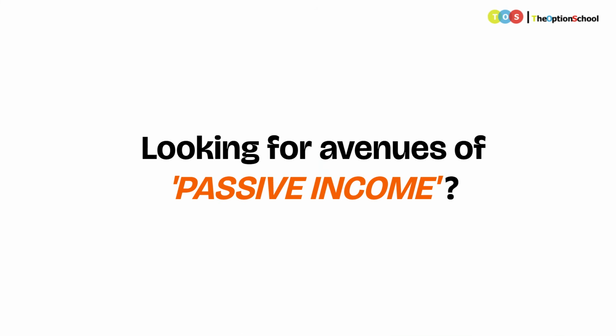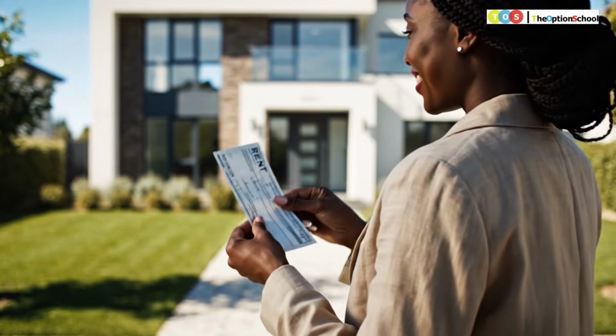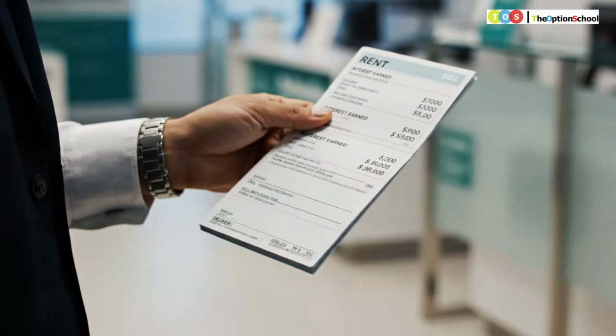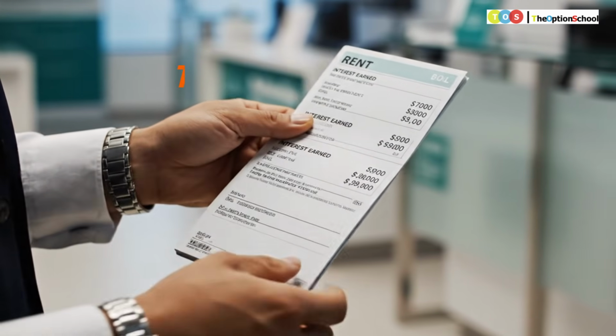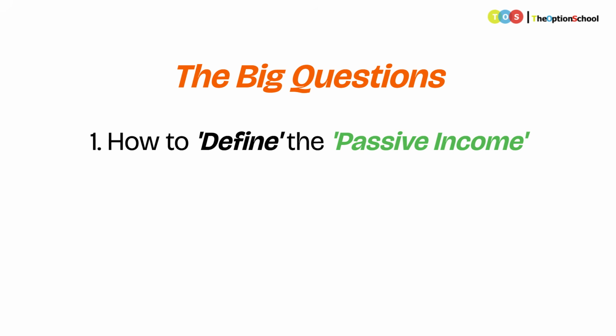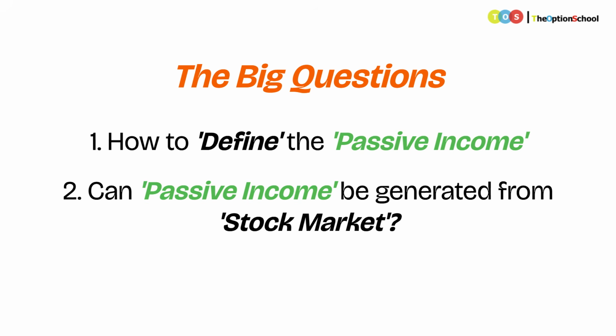Most of us like to look for different avenues for passive income. A house given on rent is a good passive income. Bank fixed deposit is also a very good passive income. So how do you define passive income, and can we generate a passive income in stock markets? This is today's topic we are going to talk about.